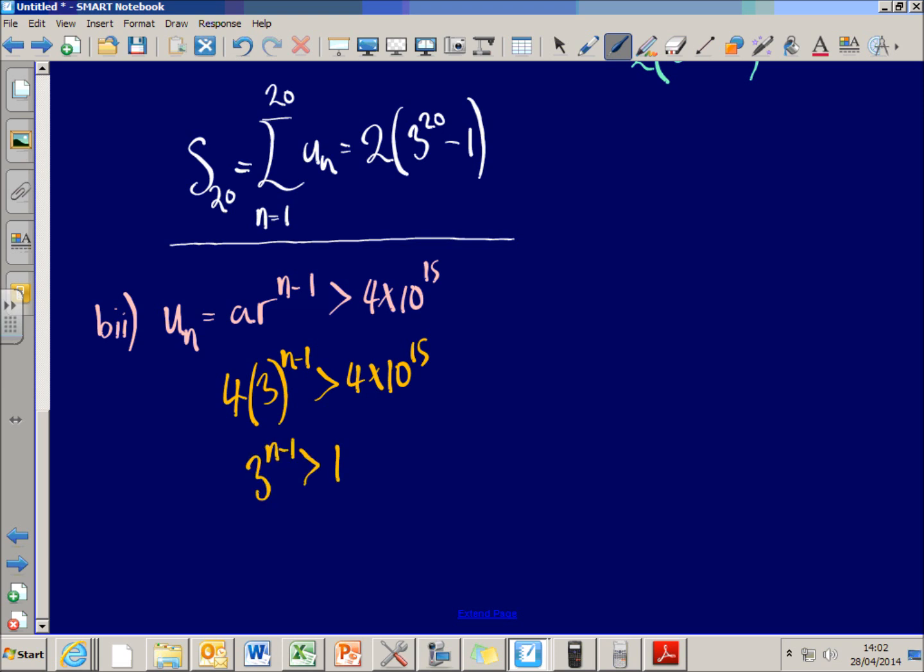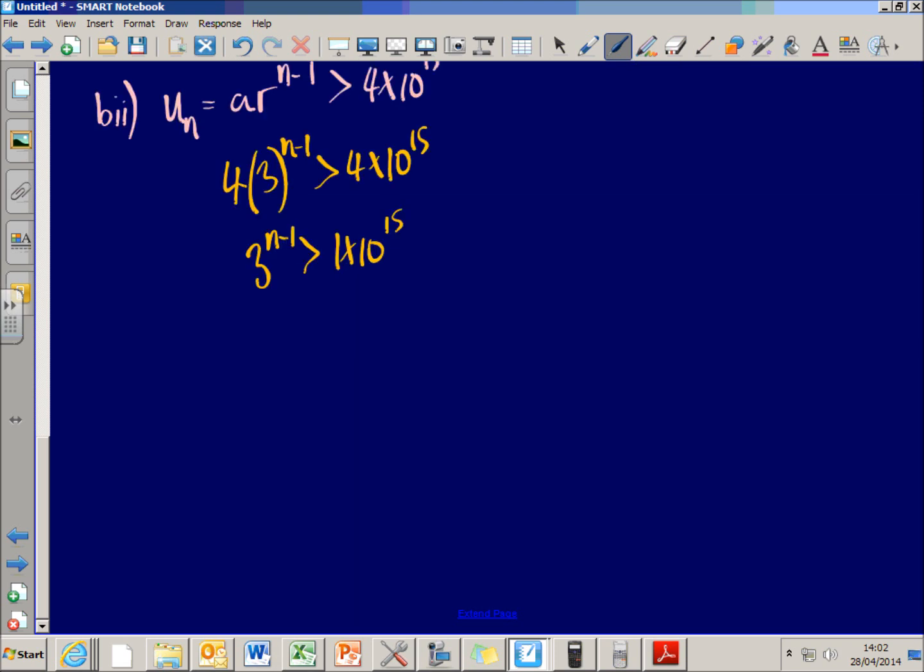That just gives me 1 times 10 to the 15. Okay, what do we do now? Well, we're trying to find out what the n value is, so what would I do? Yeah, whenever the thing you're trying to find out is the power, that's logs. That's what logs are for, finding out what's up there.